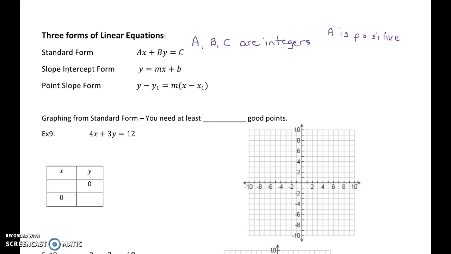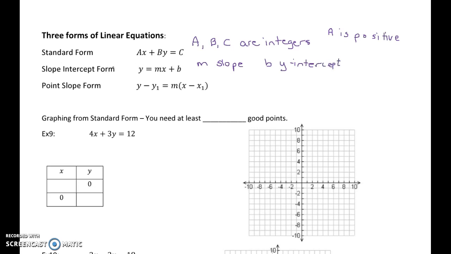on the other side. The most familiar form for students is called slope-intercept form. Your y equals mx plus b. M is your slope, and b is what we call the y-intercept. So they call it slope-intercept form. Most students are comfortable with slope-intercept form.